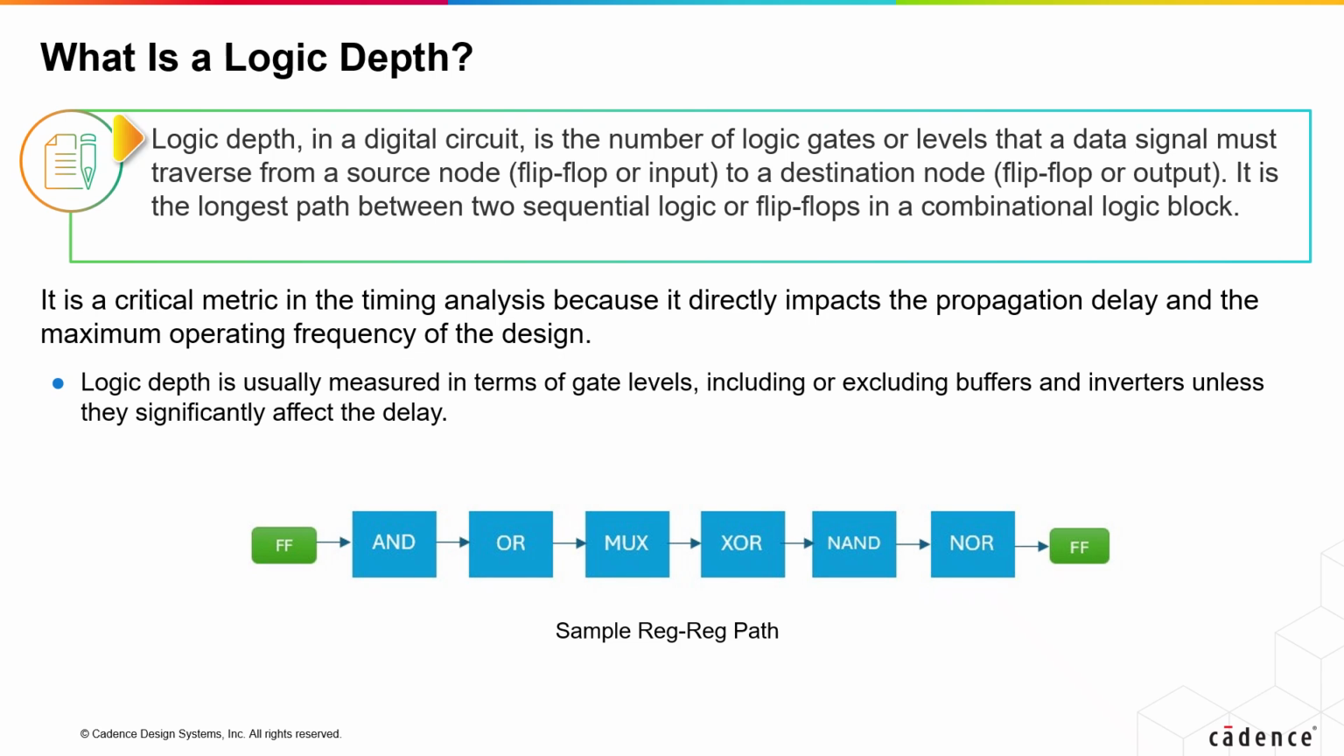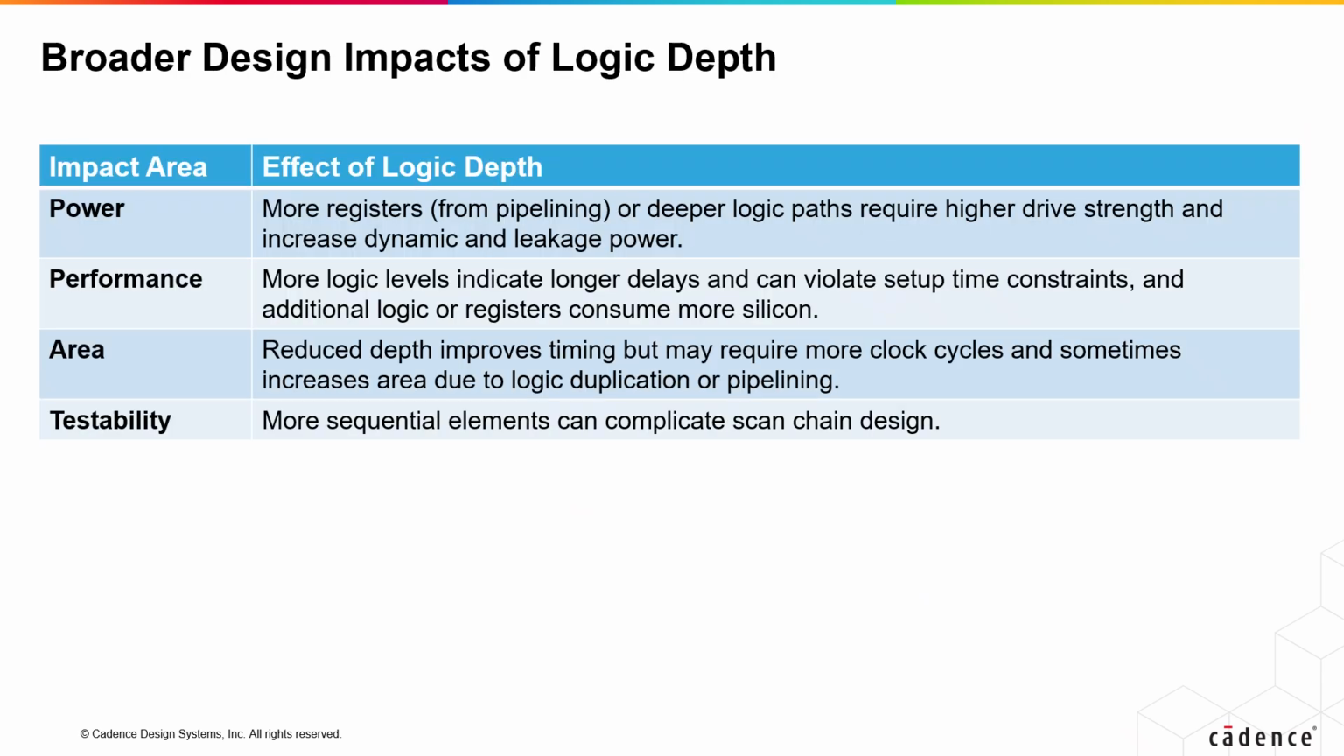Logic depth defines the number of logic gates or the levels between the source and the destination. It can be the longest path between flip-flops within a combinational block. This is a crucial metric in timing analysis because it directly affects the propagation delay and the maximum operating frequency of the design. Logic depth is calculated by counting the number of gates, including or excluding buffers and inverters.